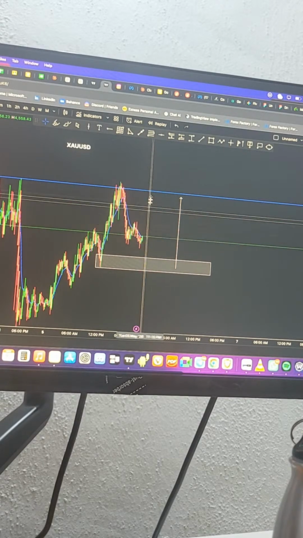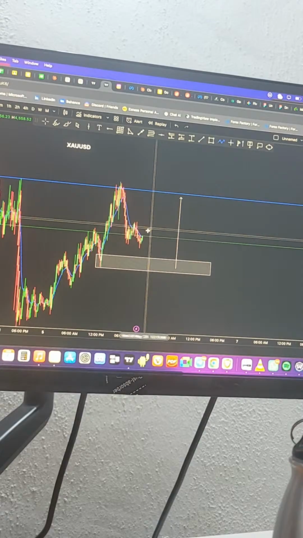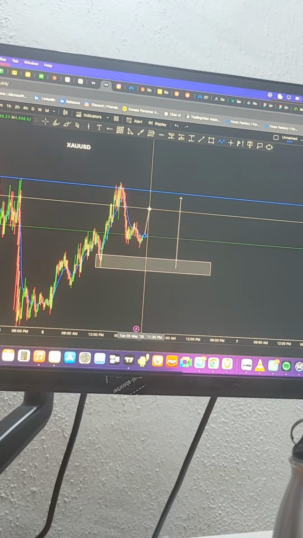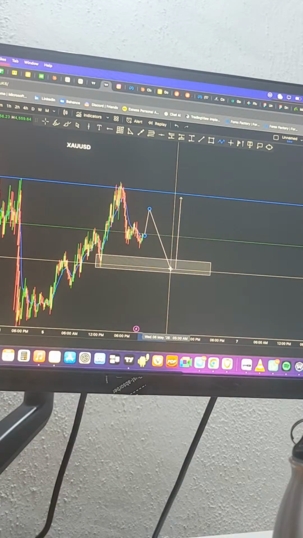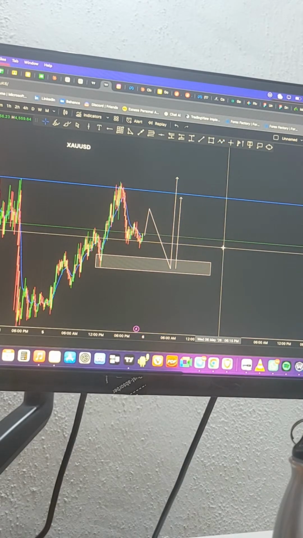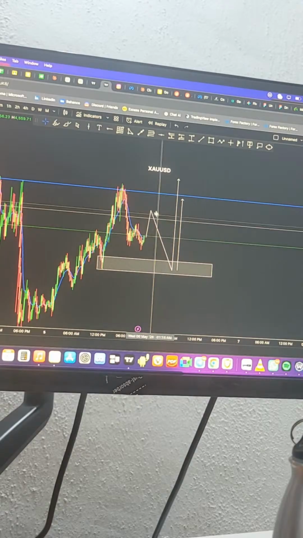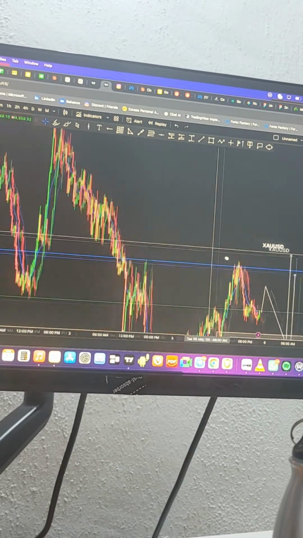But if it doesn't pull back, here's what price might do. Price might pretend as if it's going up, then come back, induce the people that set their stop loss here, trigger the main entry, and boom. So this is what price might do on gold. This is XAU USD. Price might do a short reversal to this zone and then boom.